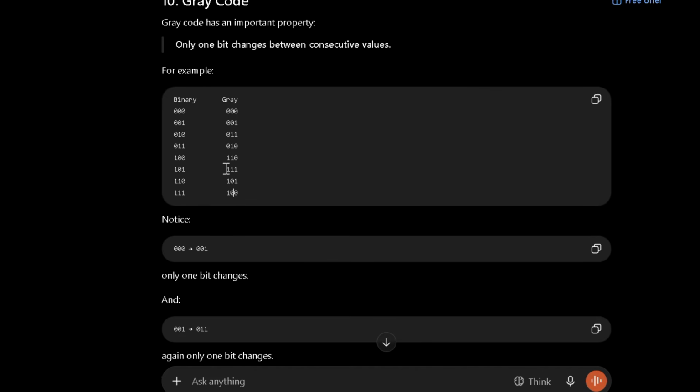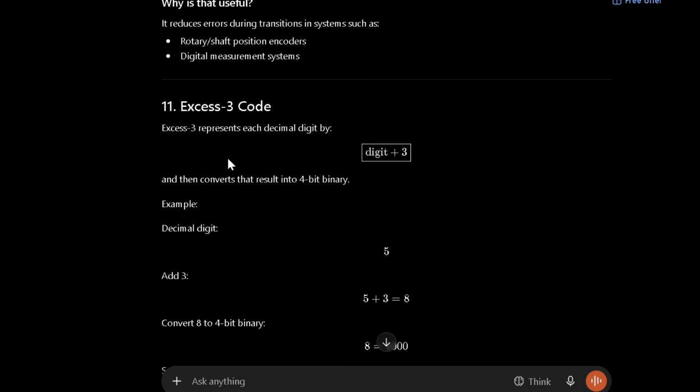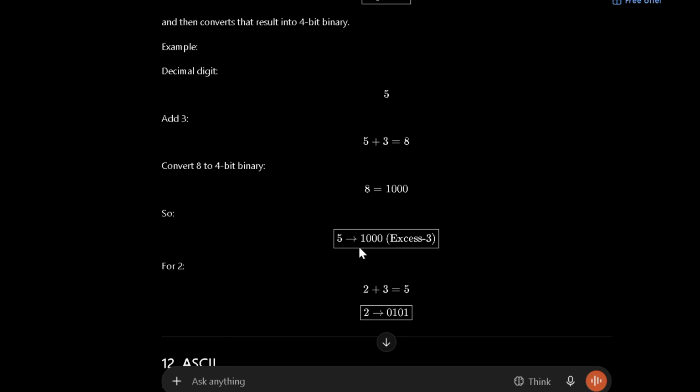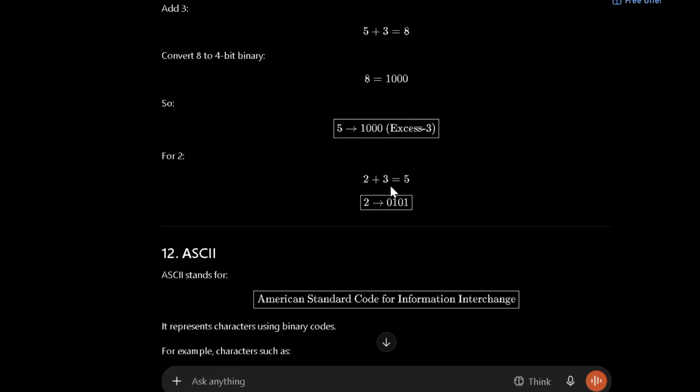Excess-3 code. Excess-3 represents each decimal digit as the digit plus 3 and then converts that result into 4-bit binary. Example, decimal digit 5, add 3, 5 plus 3 equals 8, convert 8 to 4-bit binary, 1000. This is Excess-3, so 5 is converted to 1000. For 2, 2 plus 3 is 5.